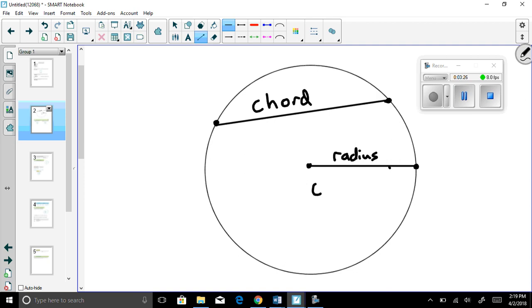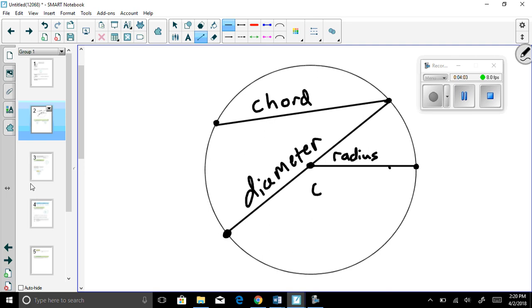Our last definition was diameter, and a diameter is just a chord that includes the center. So it could have an endpoint on the circle, it goes through the center and to the other side of the circle. So that segment that I've just drawn, it's a chord that includes the center of the circle. So this is a diameter. All right, so there's examples of each of those definitions we just talked about.